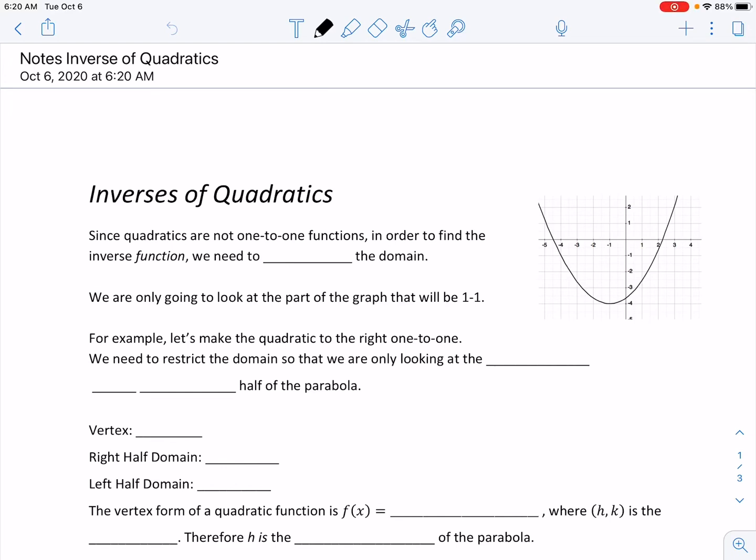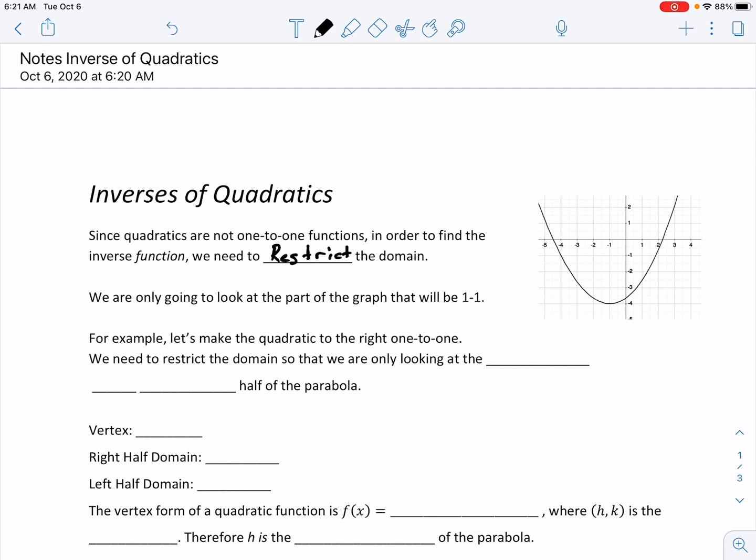Since quadratics are not one-to-one functions, meaning they don't pass the horizontal line test, a horizontal line will touch at 2 points. So the inverse is not going to be a function, therefore it's not one-to-one. In order to find the inverse function, we need to restrict the domain. Meaning we're only going to take part of the function and find the inverse of only part of the function. We're only going to look at the part of the graph that will be one-to-one.